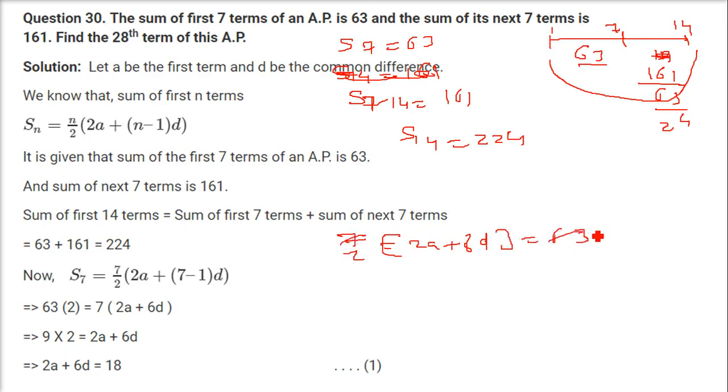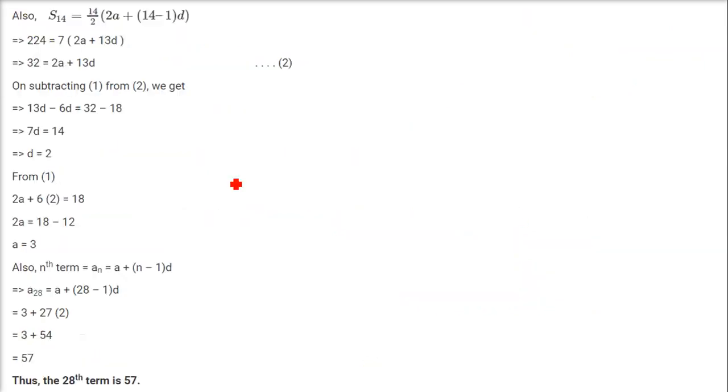So do you get 7 9s are 63, 9 2s are 18. So 2a plus 6d equal to 9 2s are 18. So divide both sides by 2. So you get a plus 3d equal to 9. This is our first equation.